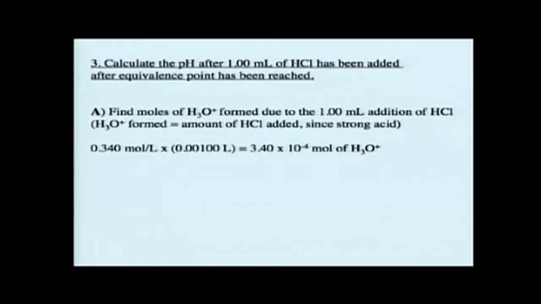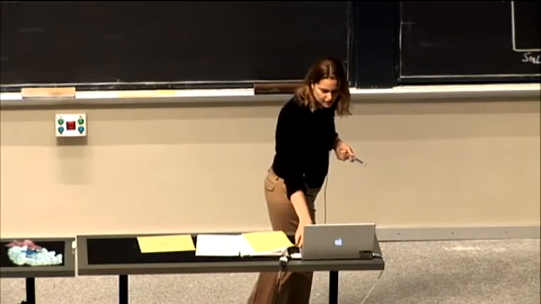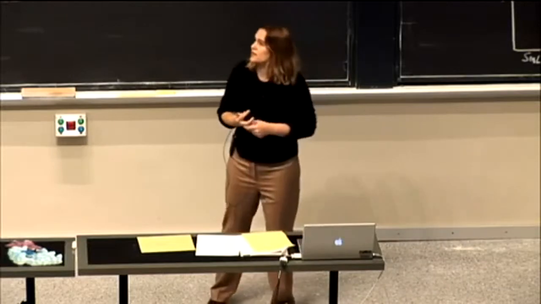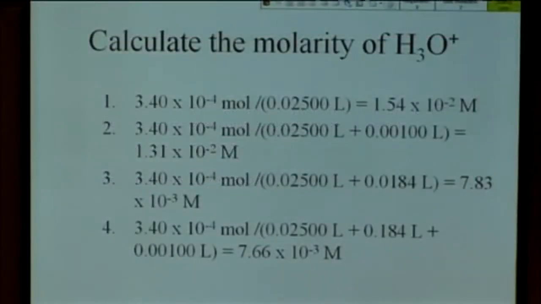So we added 1 mL of the strong acid, and so again it goes to completion. The concentration of the acid is 0.34 molar times our 1 mL. So we've added 3.4 times 10 to the minus 4 extra moles of our acid. And so let's calculate then what the molarity is that we have added that was extra. And even if you don't have a calculator, we've helped you out.